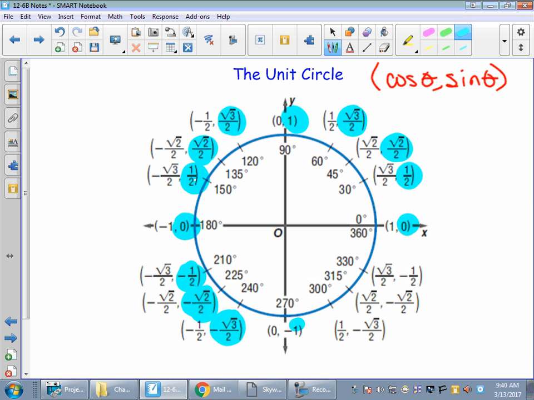So I'm just going to highlight all of these in blue. You don't have to do this. You don't actually have this graphic. But that's what we're going to graph. So we're going to kind of unravel this circle on the coordinate plane.